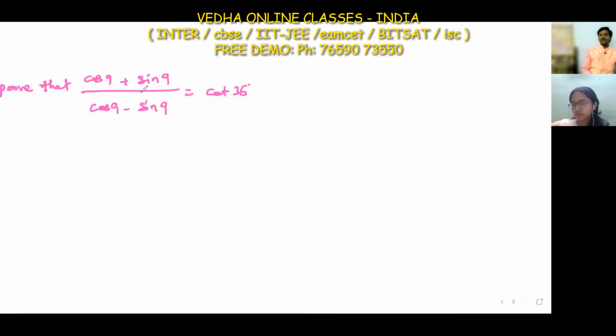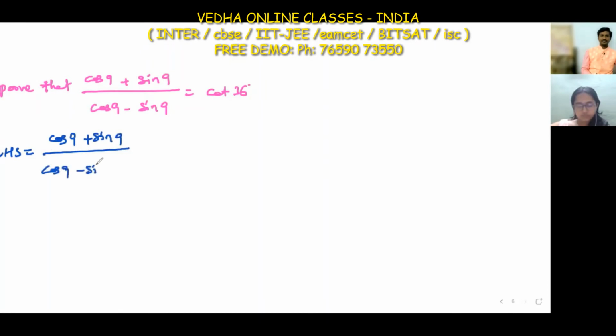Prove that cos 9 plus sin 9 divided by cos 9 minus sin 9 equals cot 36. It is one of the most important formula problems. Taking the LHS, that is cos 9 plus sin 9 divided by cos 9 minus sin 9.